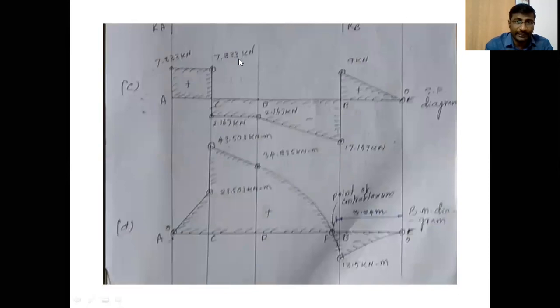Locate the 7.833, just below the 9 kilonewtons, on the positive side of the baseline. It is continuous up to point A, because there is no load acting between A and C. That's why the horizontal line will be drawn. The shear force does not vary from C to A. So the shear force at point C is 7.833 kilonewtons, and also the shear force at point A is 7.833 kilonewtons. Then join the 7.833 kilonewtons to point A, because finally the shear force at point A due to reaction at A is 0.